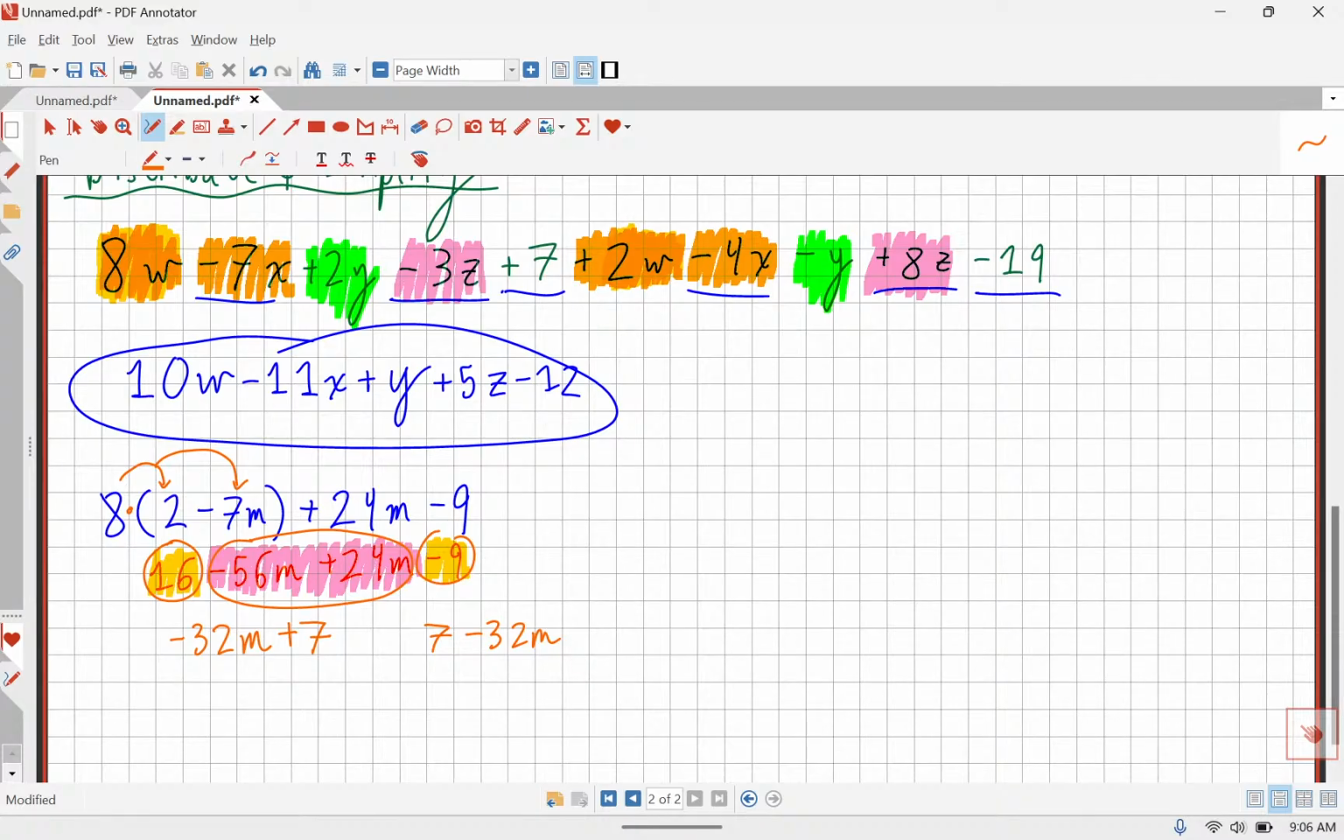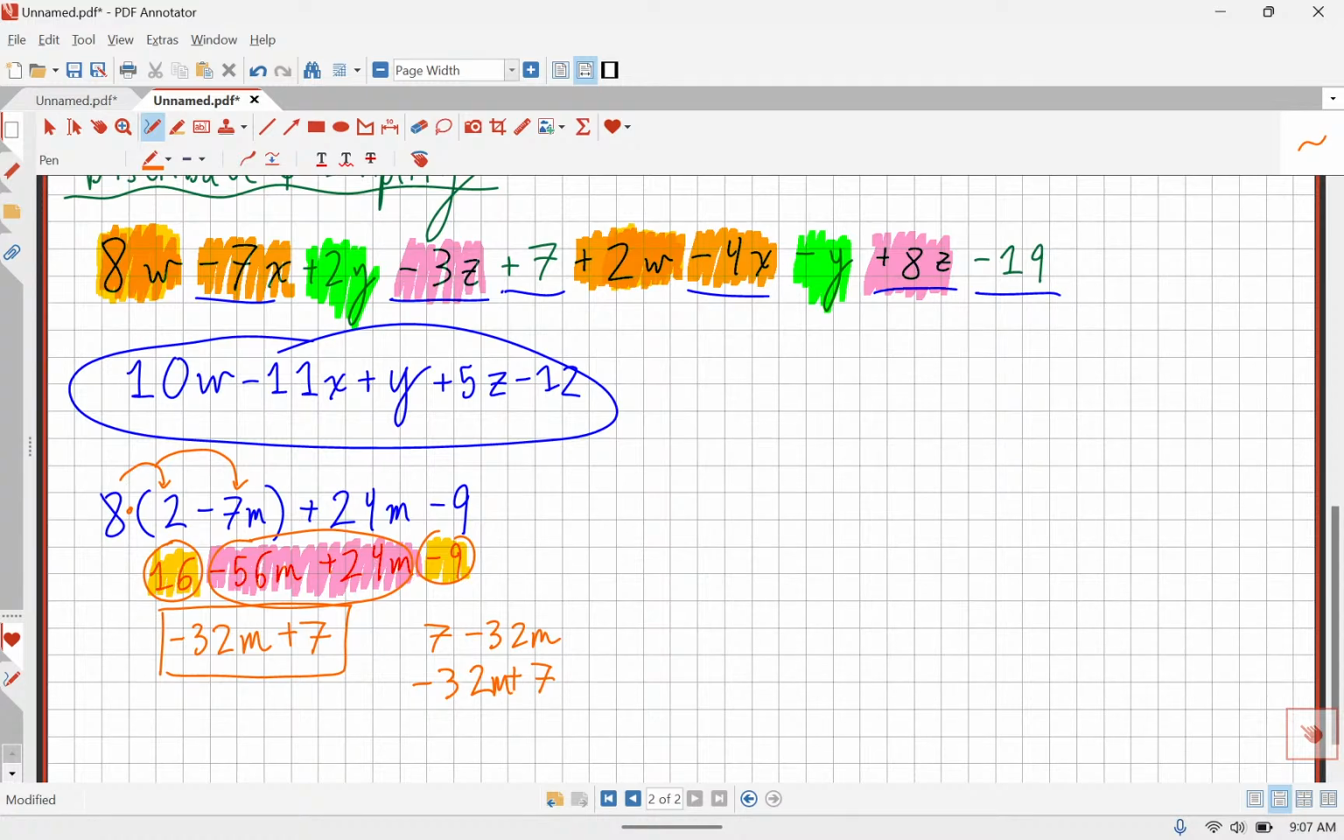But I'm going to tell you, Canvas prefers this one with the constant term. Constant means it's the number without a variable coming last. So if you do it this way, guys, let's get in the habit of putting that constant term last. So since it's a positive 7, I would put it here, and then the negative 32m right here.